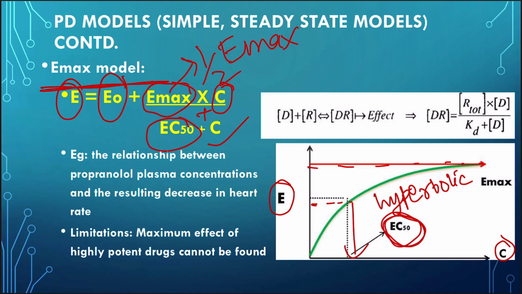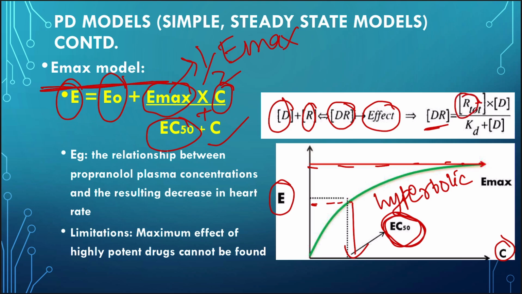This model is actually derived from the receptor theory. When a drug binds to the receptor, it forms a drug receptor complex which is responsible for the effect. It can be represented easily by this formula: DR concentration equals R total into drug divided by KD plus drug. So what is this R total?